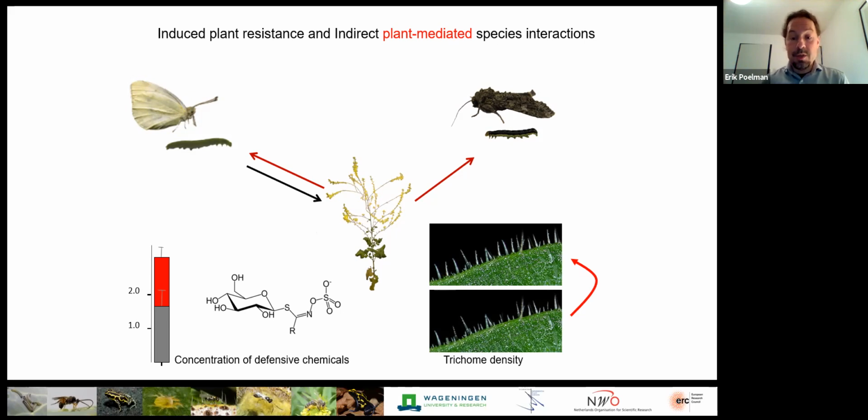And what you should then conclude is that herbivores are interacting with each other via the plant because herbivore A changes the plant phenotype and thereby affects herbivore B. And that's what we call plant-mediated species interactions. And we realize nowadays that these interactions become very important in how insect communities are structured and how plants should take these factors along when they are defending themselves to herbivores.